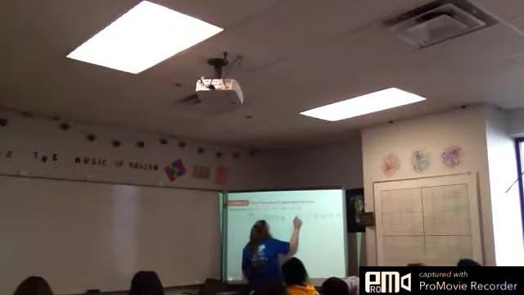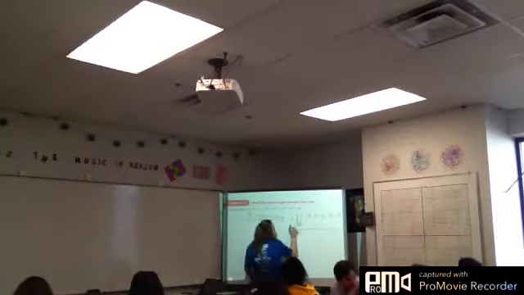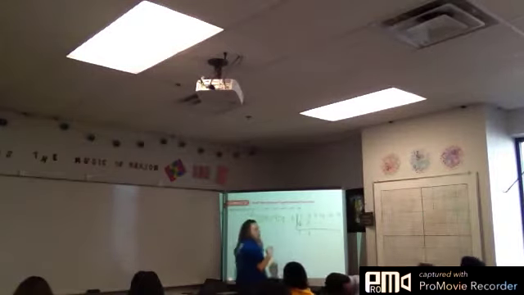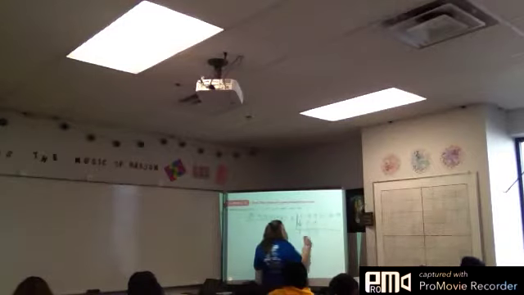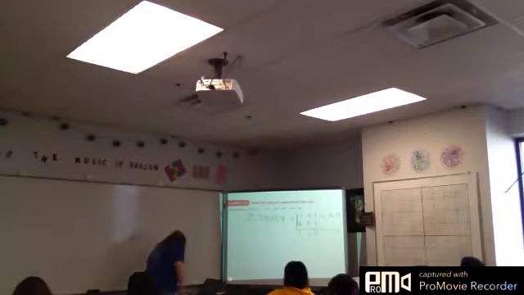Is it not 2? Let's see. I don't really remember. I think it's 28. 2 gives you negative 2. Negative 2 times negative 2 is? 4. 4 plus 4 is? 8. 8 times 2 is what? 16. That's not the answer.